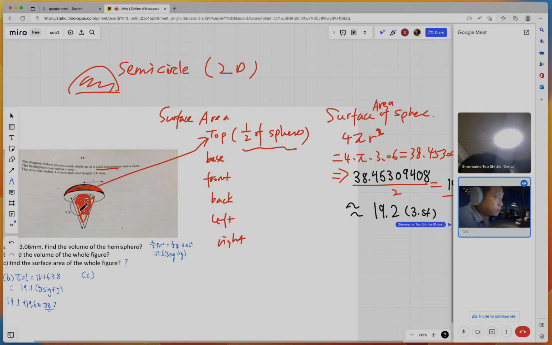What's the surface area of a cone? Can you see the red one? I'm shading. So what is the surface area of cone formula? So this one is considered the what? So basically for this one you cannot use the top, base, front, back, left, right method. You need to do one by one. So this one is considered the cone. So what is the surface area of cone formula?